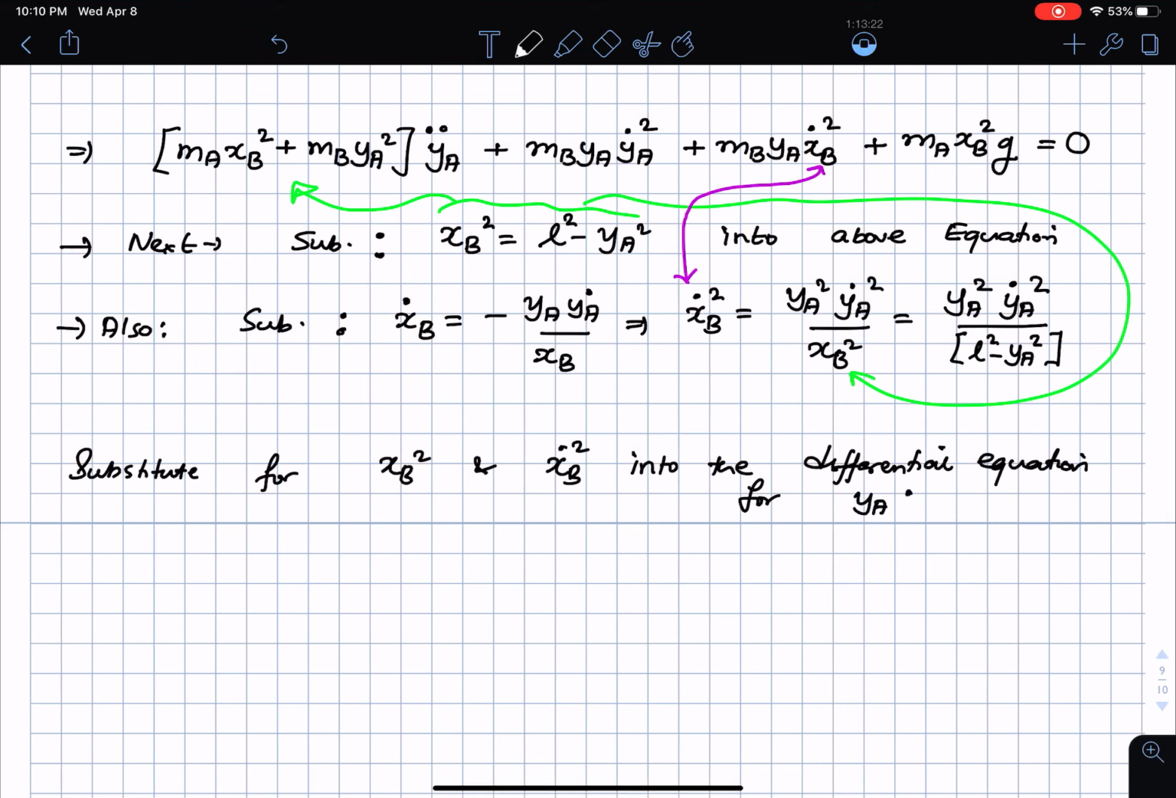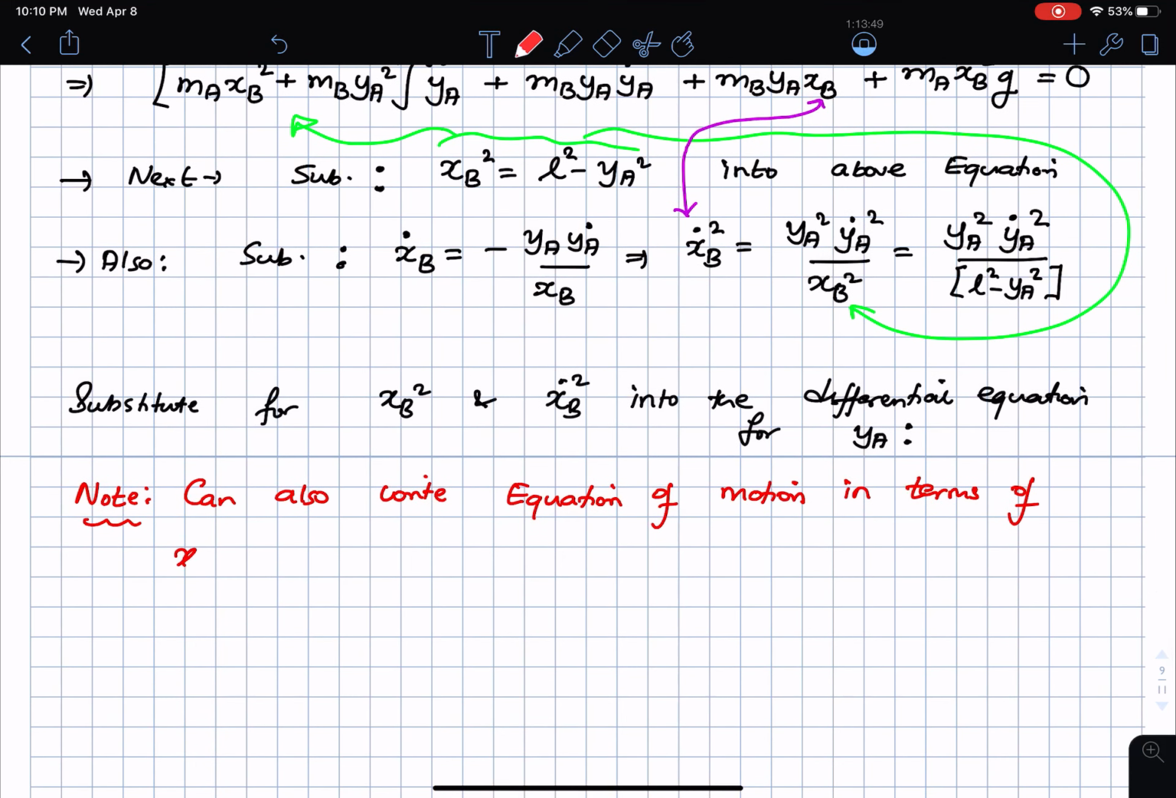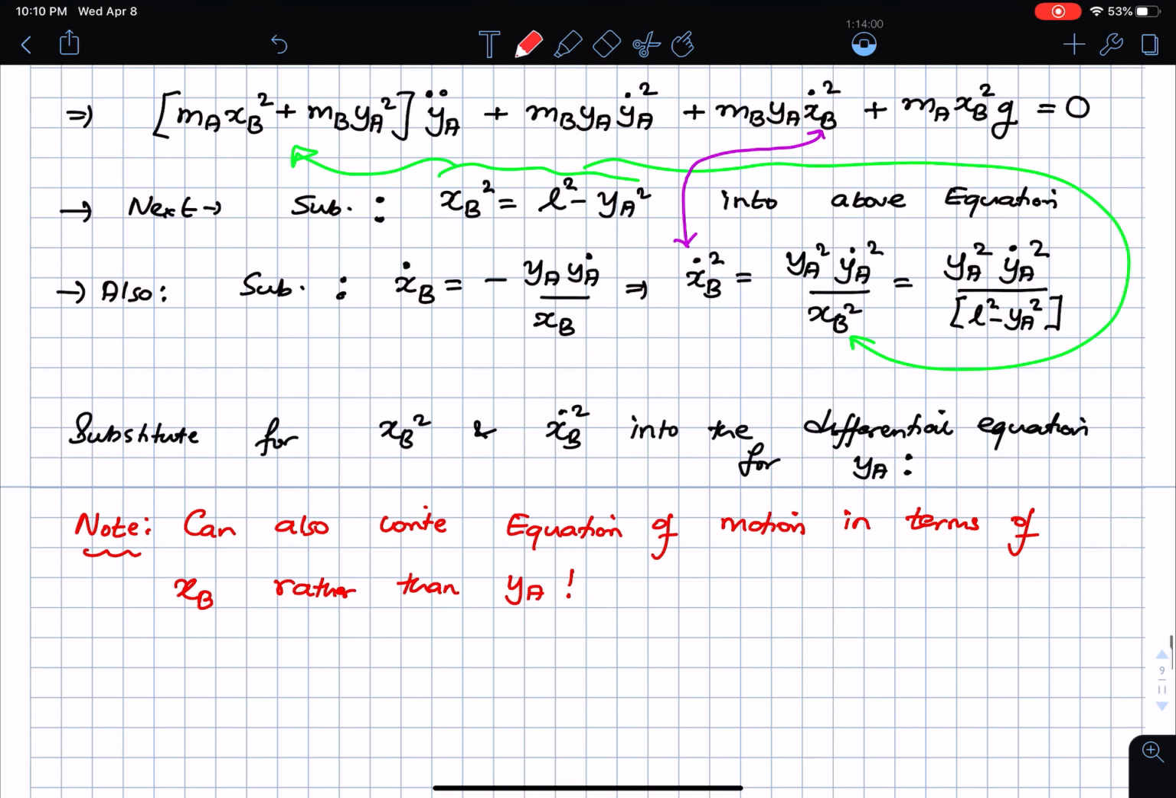For ya, and you can obviously do the opposite as well. I can write everything in terms of xb instead of writing everything in terms of ya. That is also completely fine. Note quickly, we can also write the equation of motion in terms of xb rather than ya. This is completely fair. There is nothing wrong with that. If I do the substitutions, then here is what I end up getting.